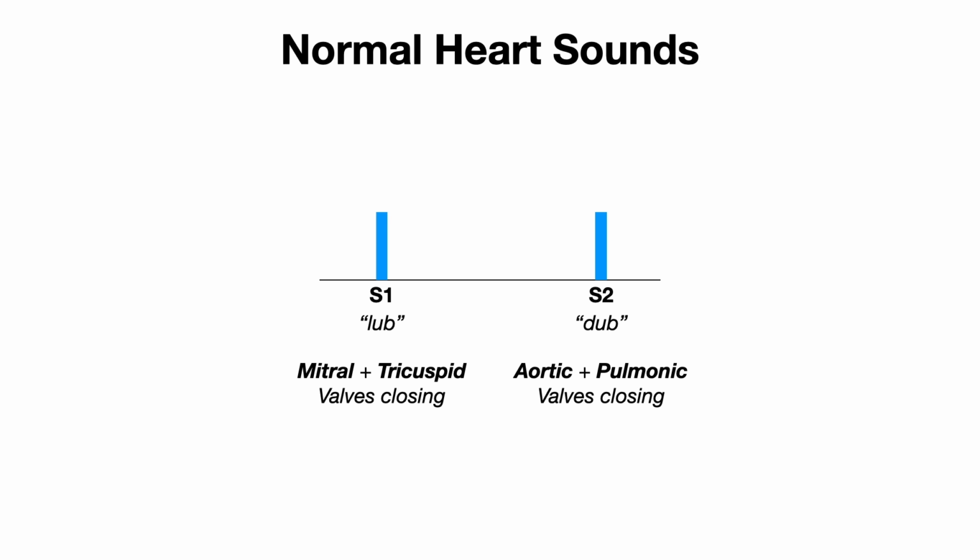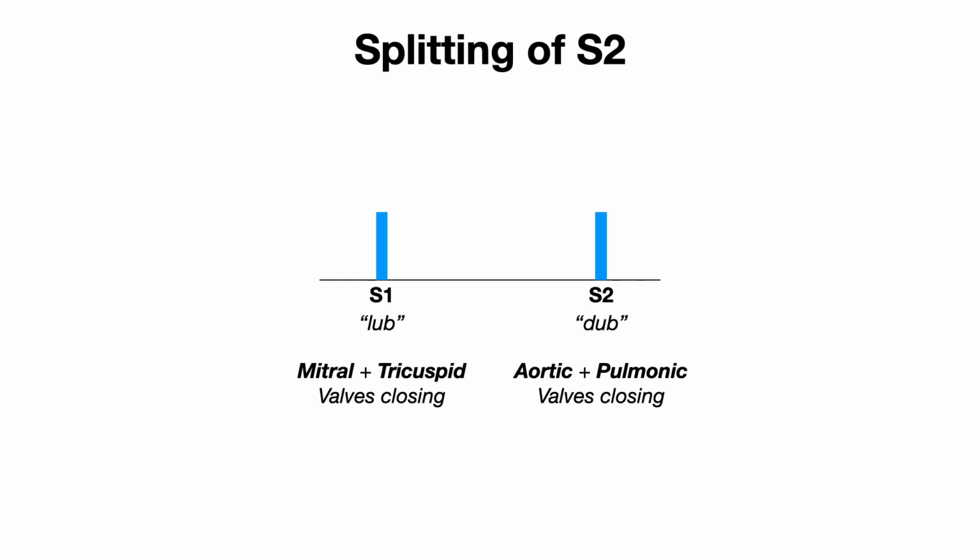So now that we understand normal heart sounds, and we understand S1 and S2 and what's creating those sounds and what those sounds represent, let's talk about splitting of heart sounds. So when we talk about splitting, what we're talking about is what happens to the S1 and S2 heart sound depending on how we're breathing and what different types of pathology we can have in the heart.